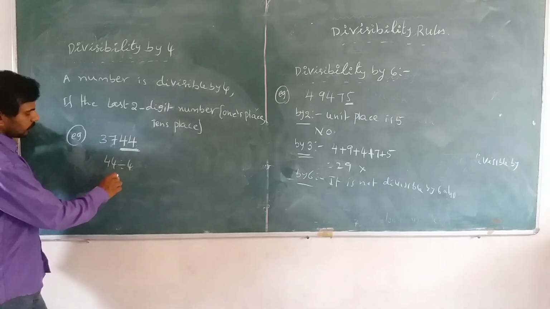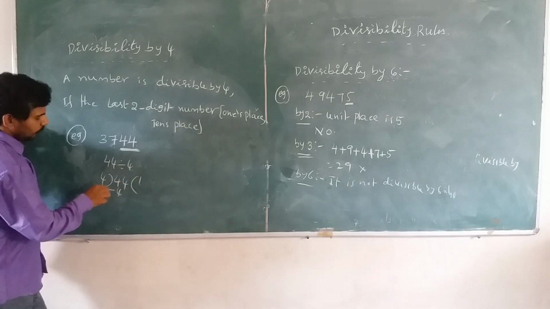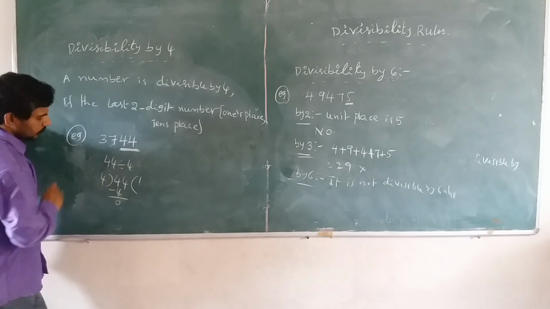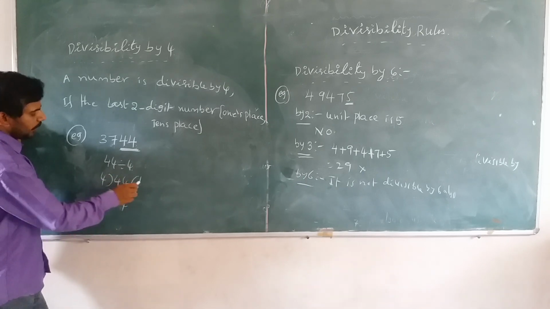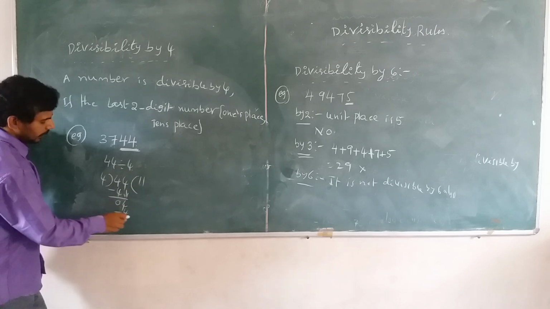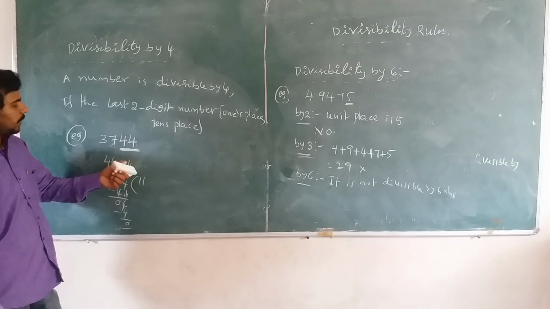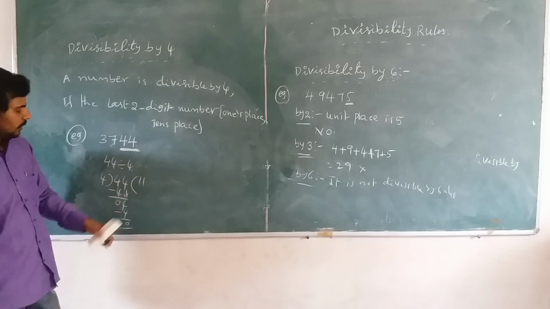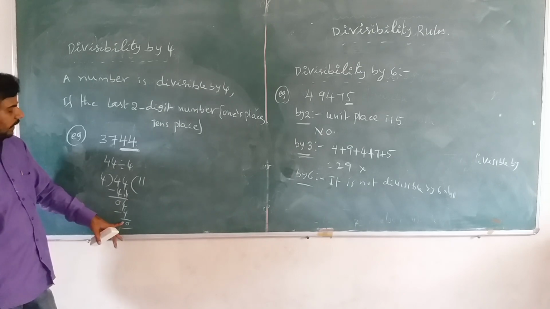Once again, 44 divided by 4. 4 ones are 4, 4 minus 4 is 0. Bring down 4. Again, how many times is 4 divisible by 4? One time. So 4 minus 4 is 0. So 44 divided by 4, what is the quotient? 11 times. What is the remainder? Remainder is 0. That's why it is exactly divisible by 4.